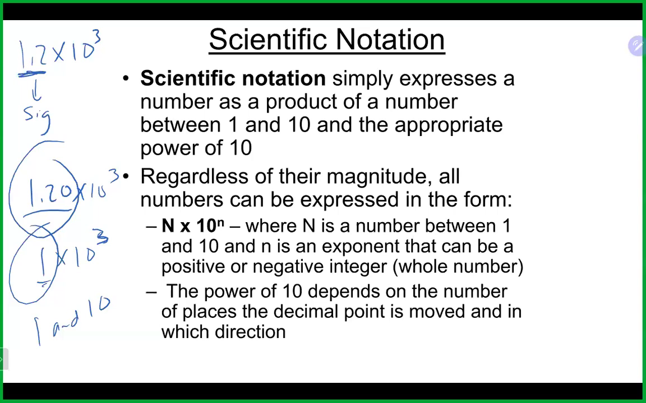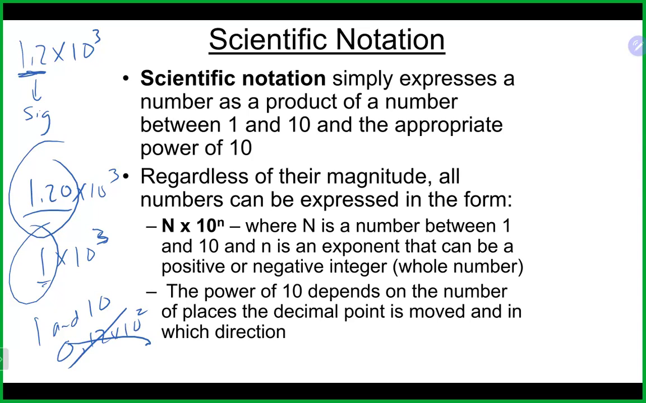That's really important because that's sometimes what people will do. They'll go, oh, well, then I'll just do something like this, or something like that. And that would be technically incorrect because that front number is not between 1 and 10. That front number has got to be between 1 and 10 to be properly written in scientific notation.